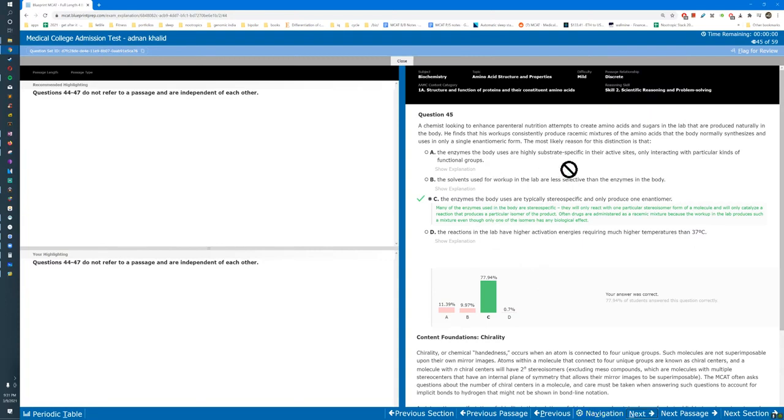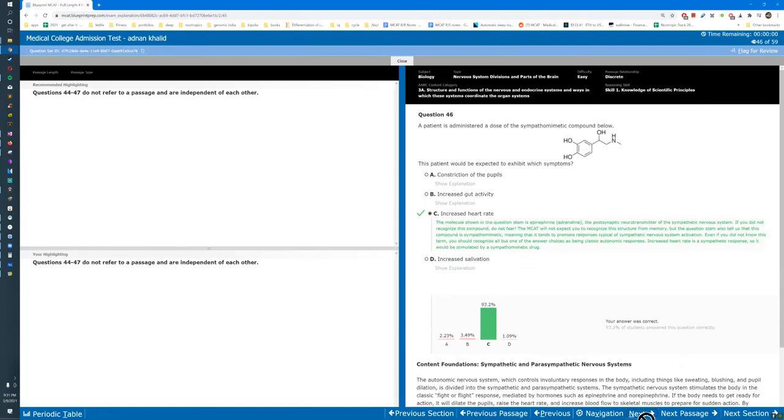Yeah, this is pretty easy too. Basically, this person is trying to make amino acids and sugars. Amino acids are going to be L, sugar is going to be D. But he gets racemic mixtures, which means that he has L and D of both of these. But the body only makes a single enantiomeric form, and that's because enzymes in the body are stereospecific.